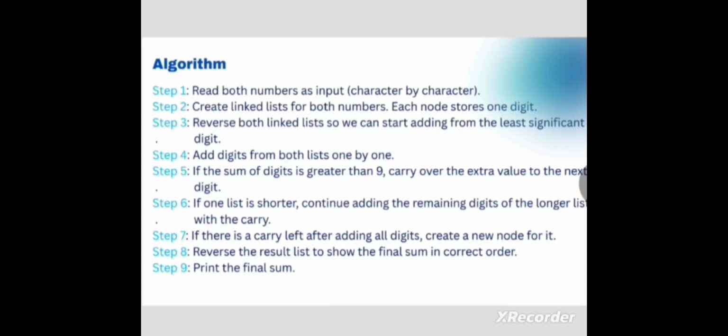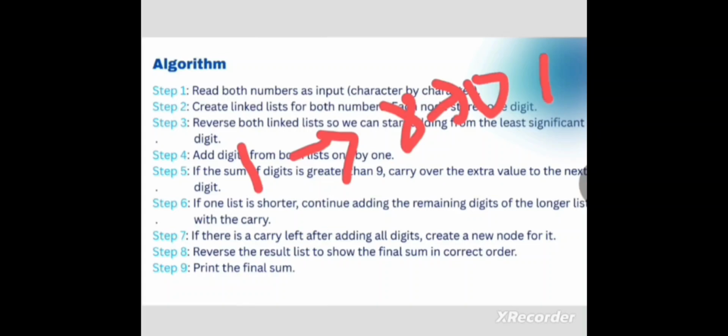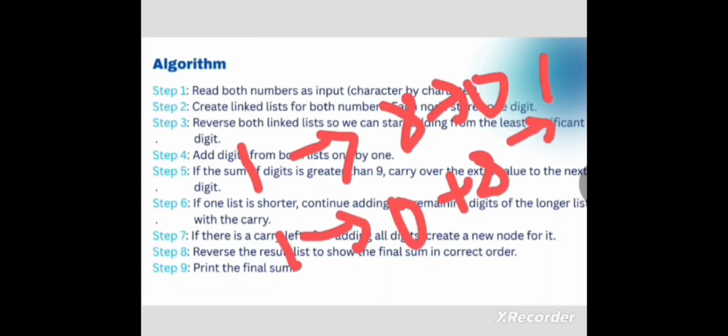After this we will write the result. Before reversing we will get 1, 8, 0 and 1. After reversing we will get 1, 0, 8 and 1. So the final sum is nothing but 1801.